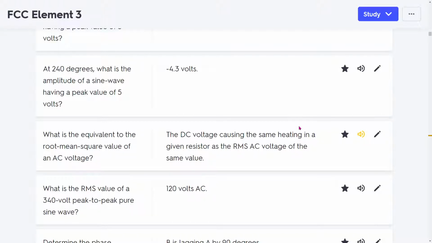The DC voltage causing the same heating in a given resistor as the RMS AC voltage of the same value.